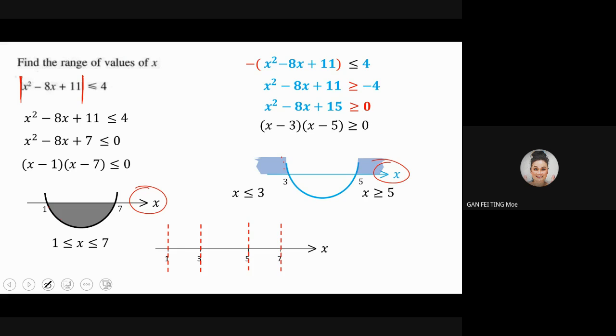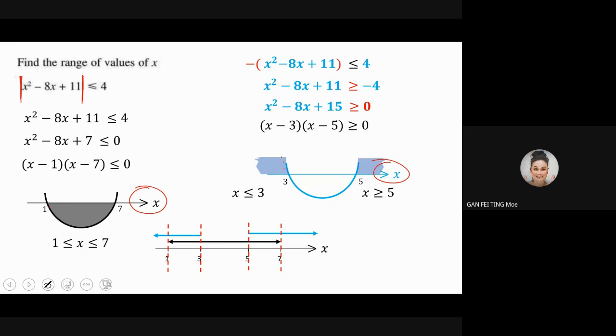Then I refer to the inequality on the left. x is in between 1 and 7. I draw a line from 1 to 7. That is the region that I take. And for the one on the right, x is less than 3, and x is greater than or equal to 5. So the one on the right. Can you see? Are you clear with this?